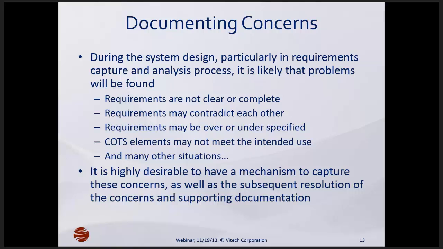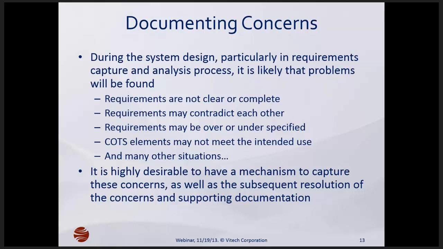So commonly, these concerns come about because requirements aren't clear, they're contradictory, or they're over or under specified, or you've got some COTS element that you're required to use, but once you start looking at the design, you're not sure that the performance of that COTS element is going to meet the requirements of your design. And there's lots of other situations. So we have a way to capture those in CORE that provides clear visibility into the concern and traceability, and supports and will be provided in design documentation.